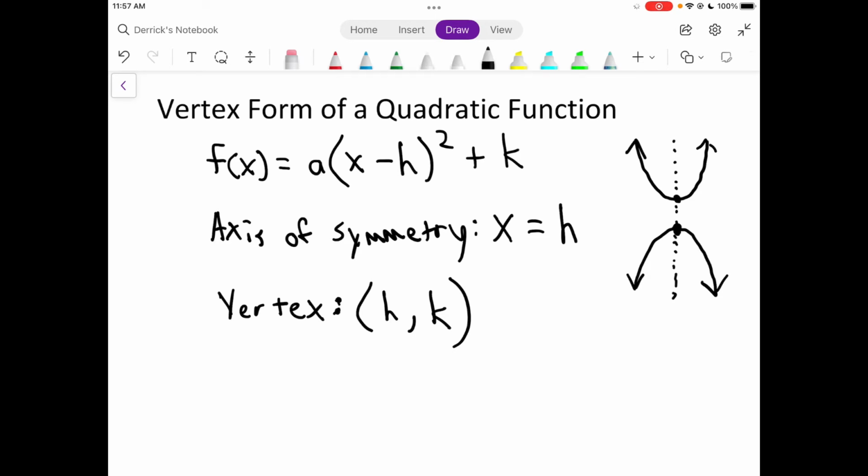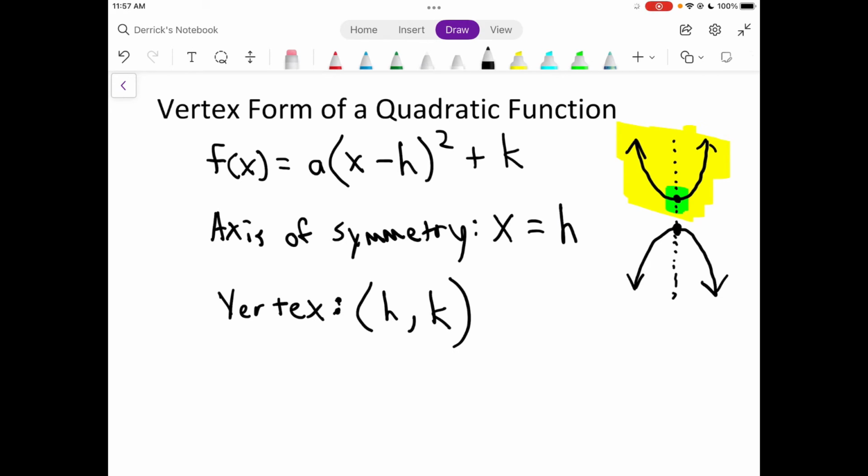So if you're looking at the one that opens up, meaning the regular U shape, this graph would not have a maximum point because we can see it is going up forever. But it does have a minimum point because this vertex point right here is the lowest point of the graph. We can clearly see that's as low as the graph goes. So if your graph opens up, you'll have a minimum.